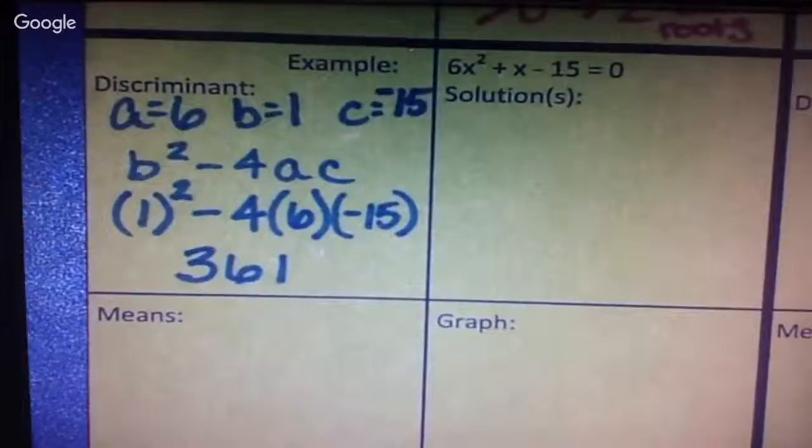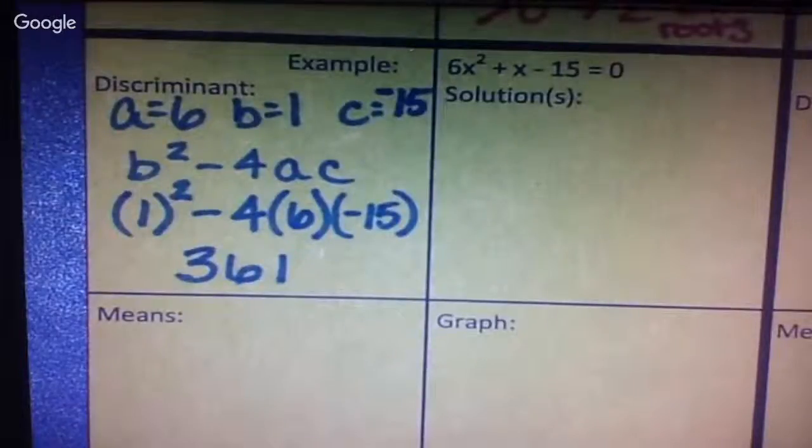You said it's plus or minus b squared. Don't worry about the plus or minus right now. We're not even dealing with that. All we're dealing with is this. We solved the problem. I need the answer. What's 1 squared minus 4 times 6 times negative 15? 361. Okay.